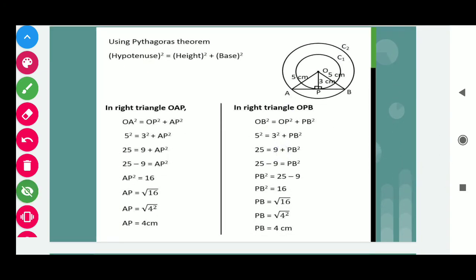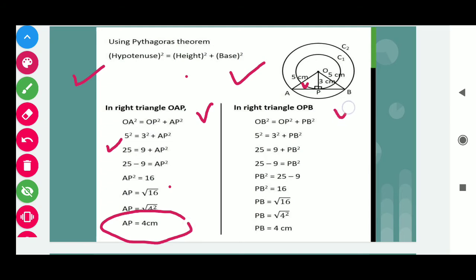So students, here using the Pythagoras theorem, we know that the square of the hypotenuse is equal to the square of the perpendicular plus the square of the base. Now in triangle OAP, OA is the hypotenuse, which equals 5, and OP is 3, and AP is what we need to find. So in this way 25 minus 9, that is 16, and we get AP equals 4 cm.